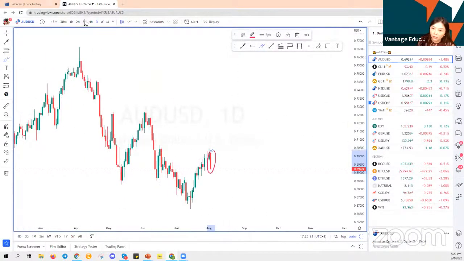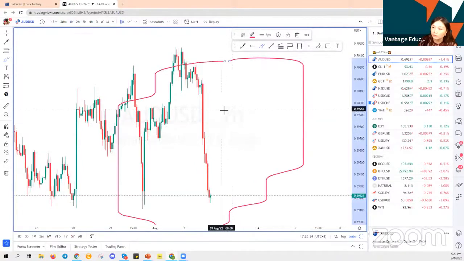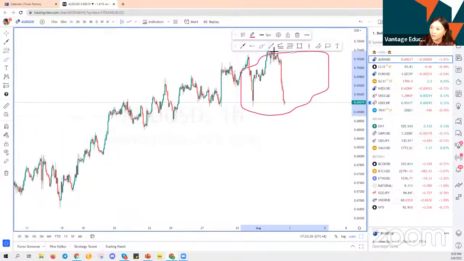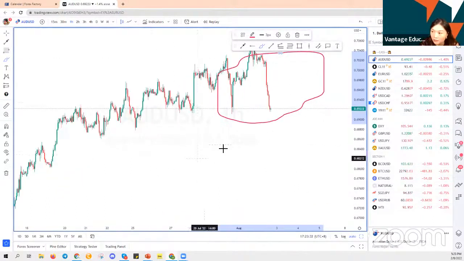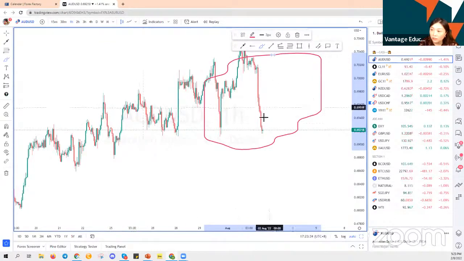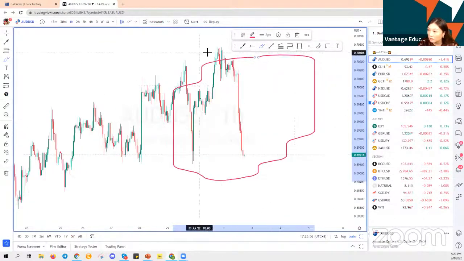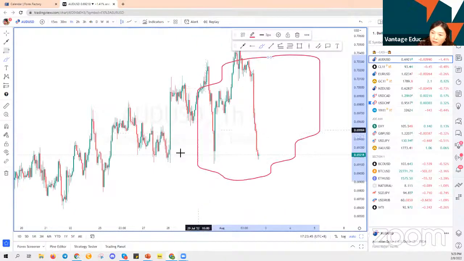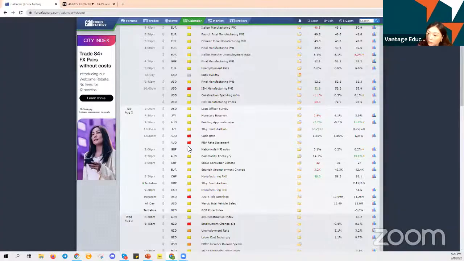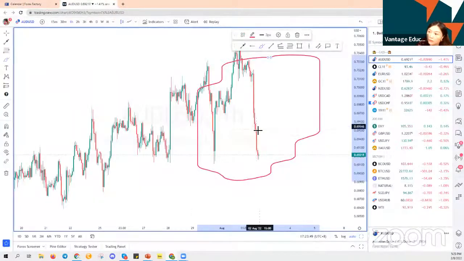swing on this chart, but if you zoom in, the circled part is actually what happened just now during these few hours after 12:30. So it's actually quite significant in a sense that it dropped from 0.70 to 0.69. So these are important news that will affect the markets.